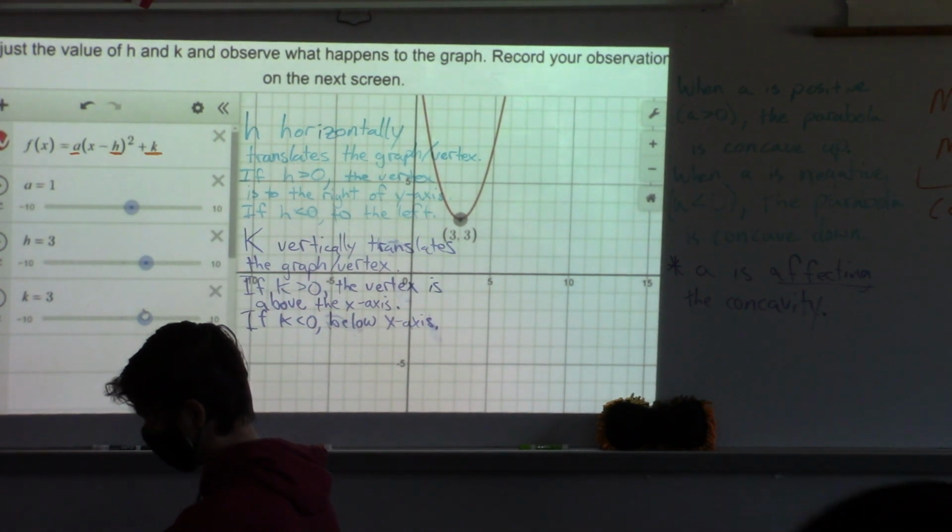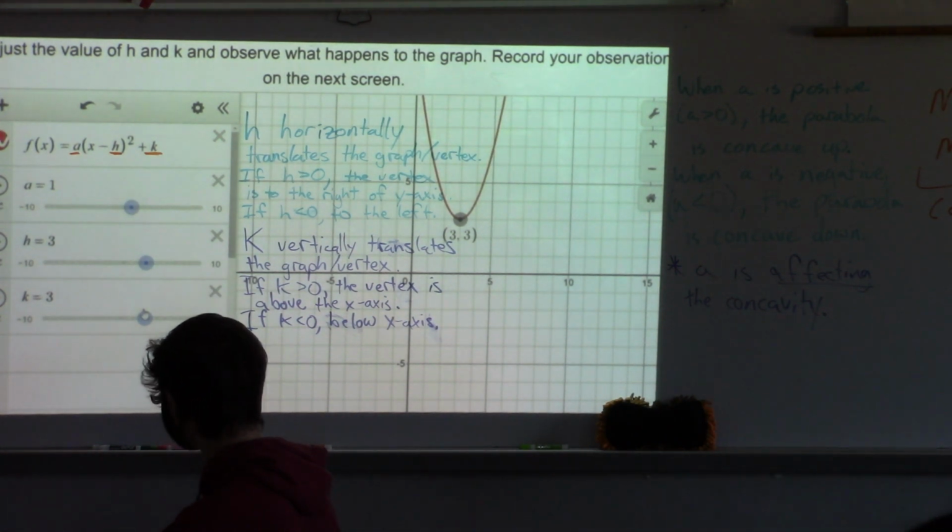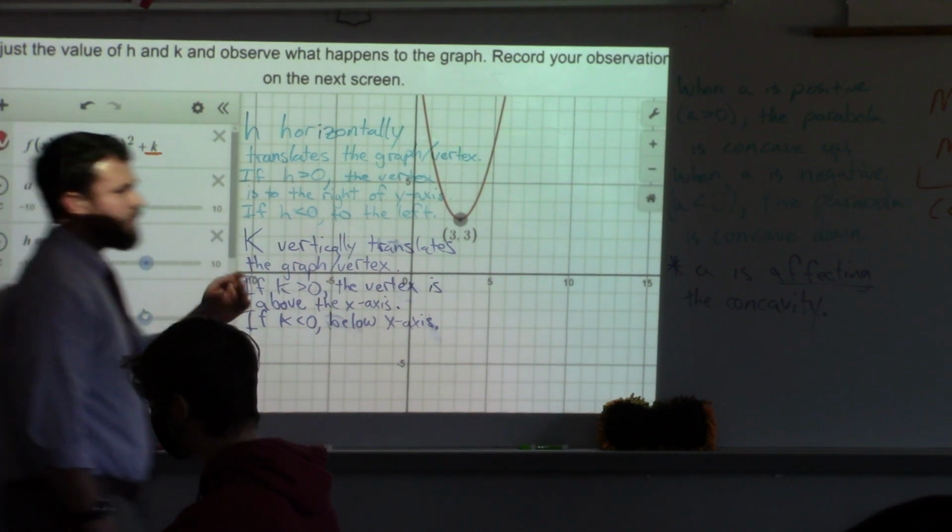We'll want to refer back to these kinds of notes to help us explore the next few, but we need to notice that h and k are affecting the vertex.